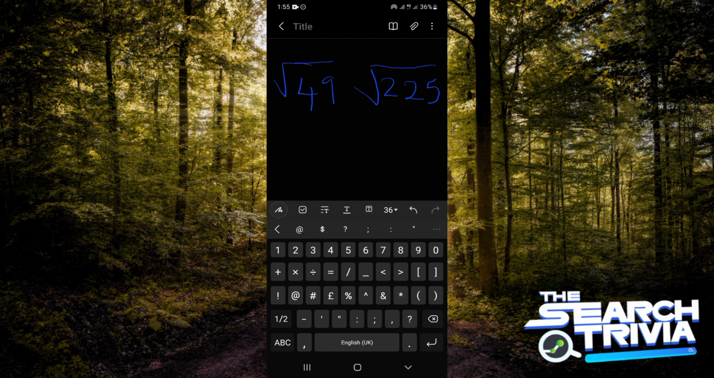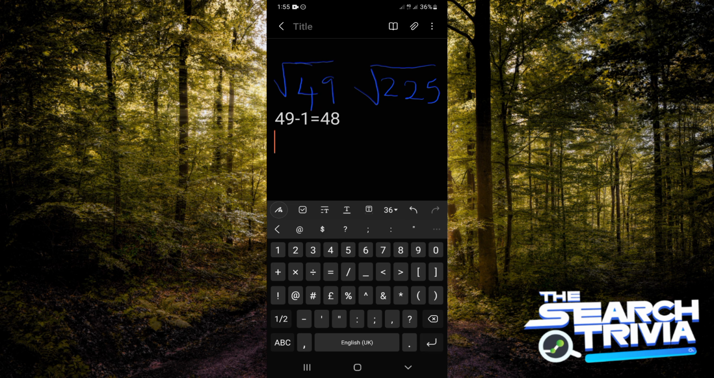The next method we'll be using to look for our square roots would be minusing the number you're looking for the square root for by odd numbers. Now you want to say 49 minus 1, which is the first odd number. It will be equal to 48.